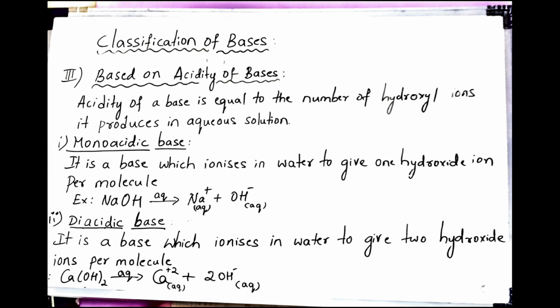In the same way, a diacidic base is a base which ionizes in water to give 2 hydroxide ions per molecule. Also, it requires 2 hydrogen cations for neutralization. So, it is called a diacidic base. Calcium hydroxide is a diacidic base as it gives 2 hydroxide ions per molecule when it is dissolved in water.